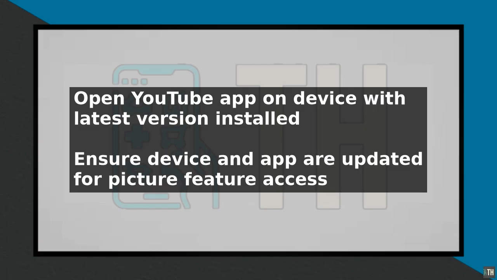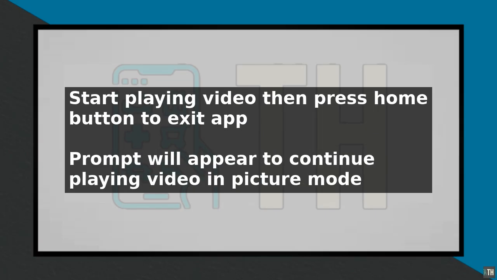The video will pause and a prompt will appear asking if you want to continue playing the video in Picture-in-Picture mode. If you do not see the prompt, you may need to enable Picture-in-Picture mode in your device settings. To do this, go to your device settings, then select Apps, and find the YouTube app. Look for the Picture-in-Picture option and toggle it to the on position.